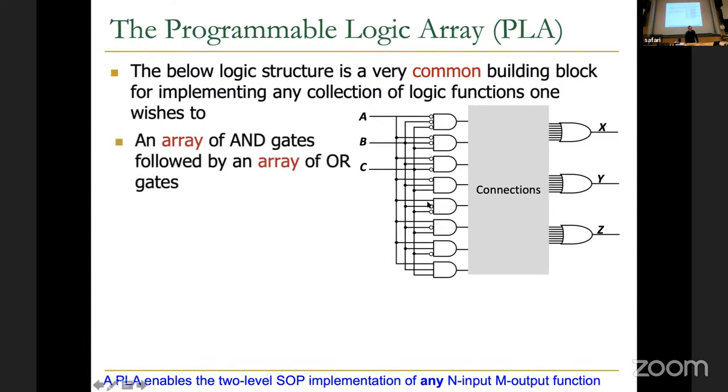So it's an array of AND gates followed by an array of OR gates. And the AND gates are very special in the sense that they form the min terms of the N input function, which means that that's a decoder, basically, as we discussed, right?